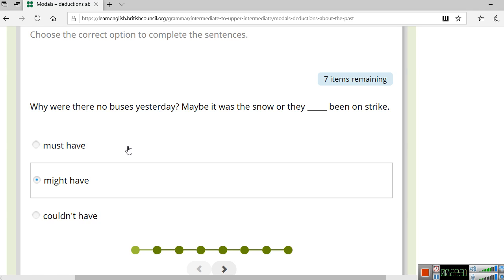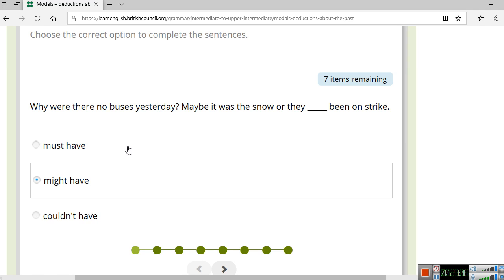Okay. Must is for 100% sure. In this case, we express possibility, not certainty. The percentage of certainty is 60 or 70. Excellent. That is a very good explanation. Yeah. Thank you for that.